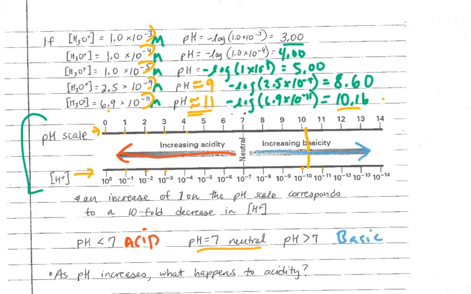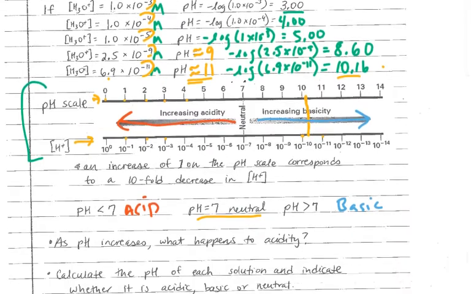And I saw a meme online that I thought was really clever and funny, and it said, "You're a 10, maybe on the pH scale, because you basic." And then I do a snap. Okay, so that helps you remember that high pH is basic and a low pH is acidic.